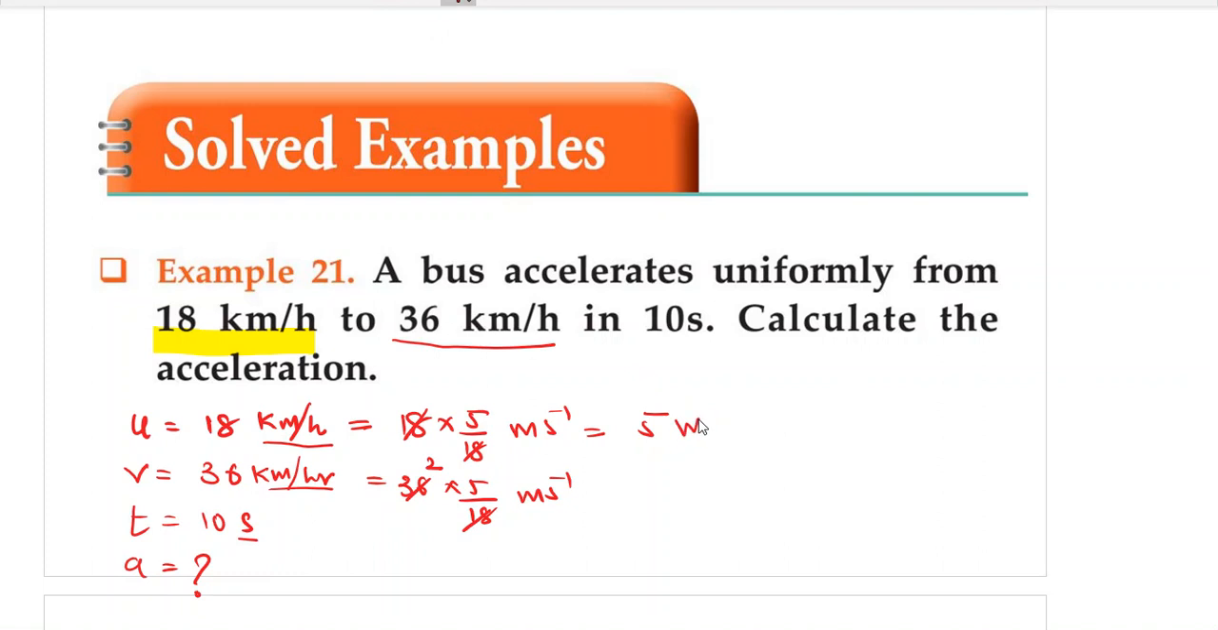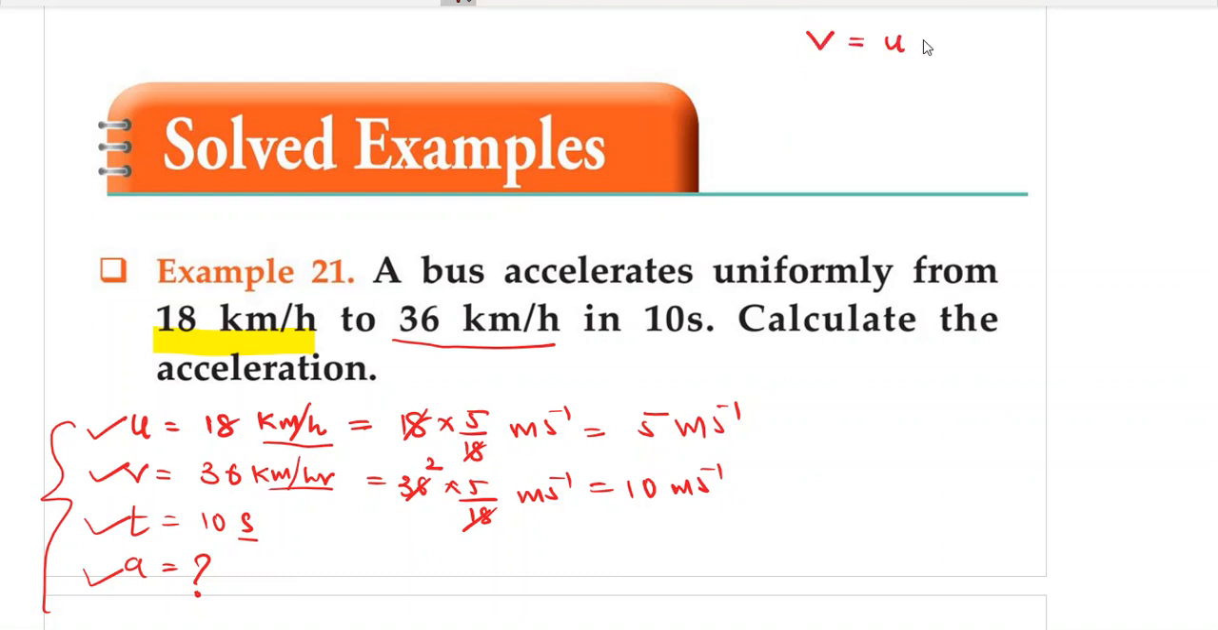So 5 meter per second, and here it will be 10 meter per second. So we know initial velocity, final velocity, time, and we have to find acceleration. These four quantities are related to which equation of motion? Again, if you don't remember the equation of motion, it's a problem.